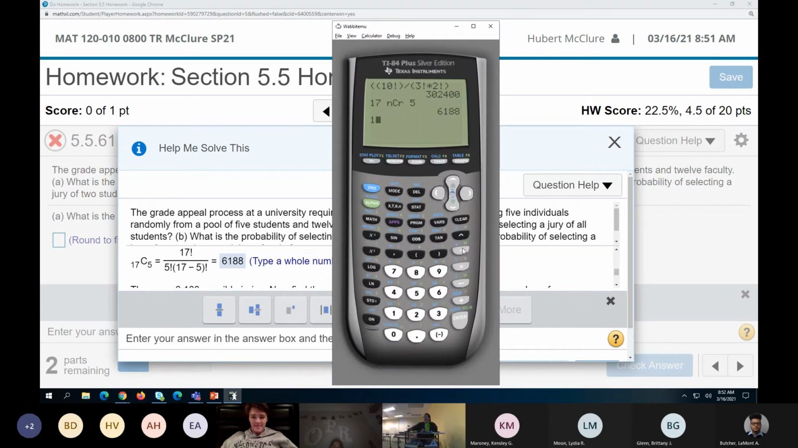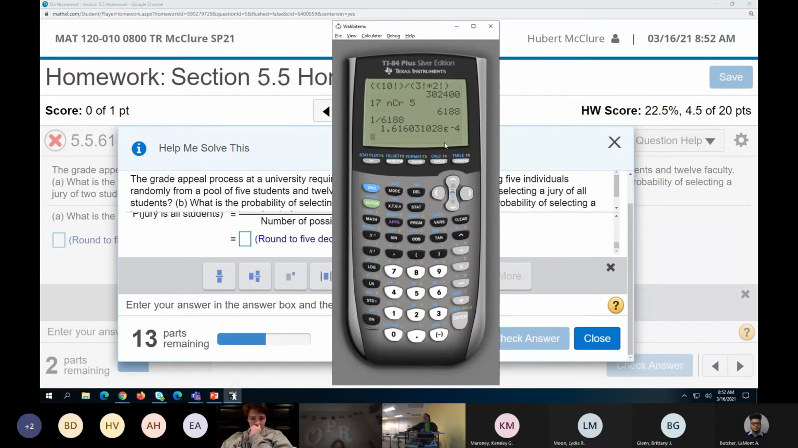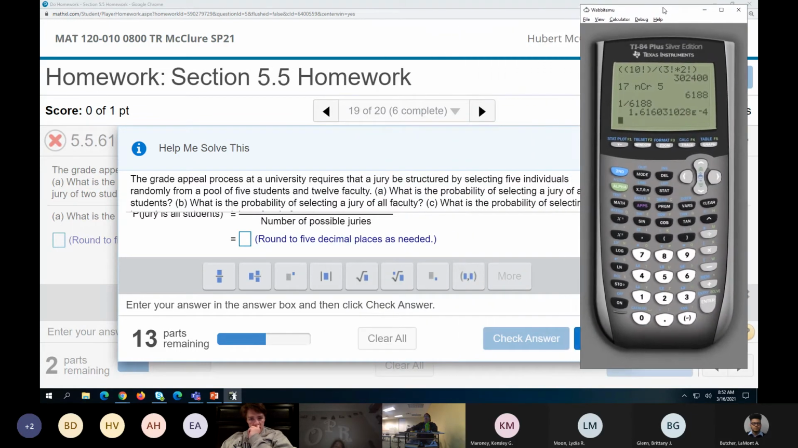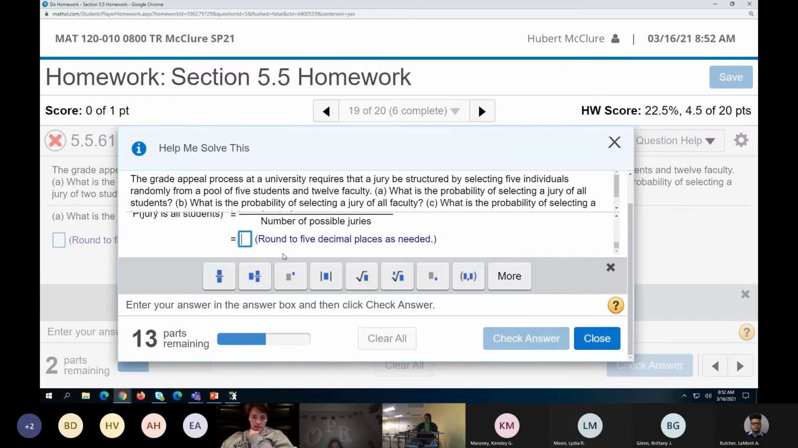1 divided by 6188. And that's going to be 0.0001. Now, of course, y'all are supposed to sit there and look at the scientific notation like deer in the headlights. You're supposed to look at that and have no earthly idea what that means. That's what you're supposed to do. 0.00016.